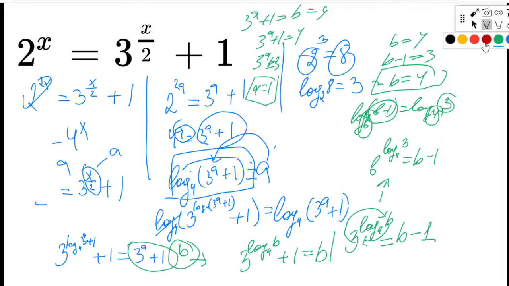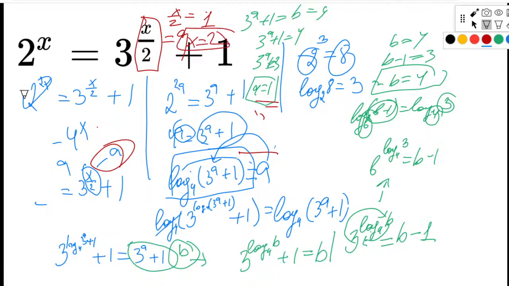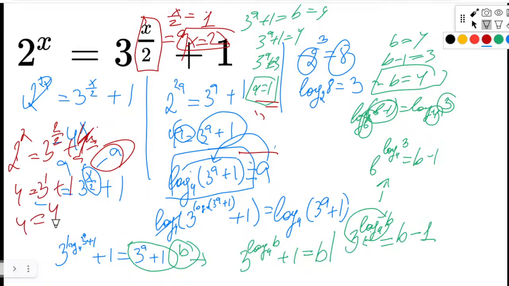Again, we found a, but we need x. Where did we use a? We just wrote that x over 2 equals to a. Do you remember that when we used here? So x over 2 equals a is 1, x equals to 2. Let's check it. 2 to the power of 2 equals to 3 to the power of 2 over 2 plus 1. So it's 4, and this is 3 to the power of 1 plus 1. It's 4 equals 4. Yes, we found x.